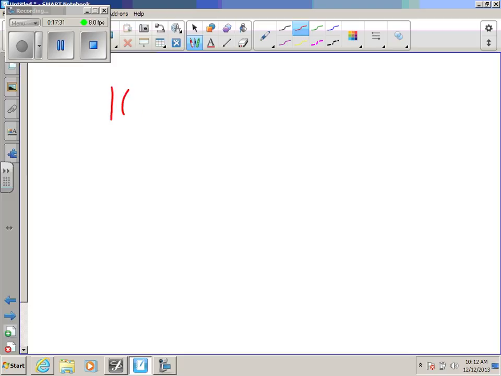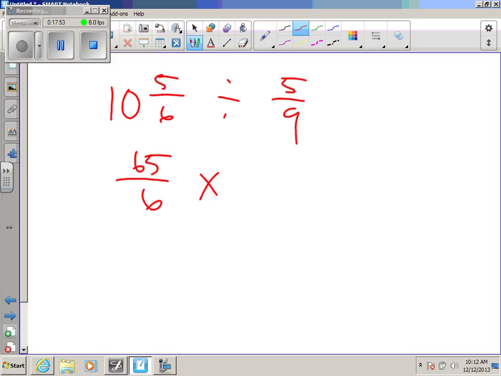Keith: 10 and 5/6 divided by 5/9. Okay. Need everything in fraction form. 65 over 6. I've got to flip because it's division. I only flip which one? I only flip the second one. Becomes 9 over 5.